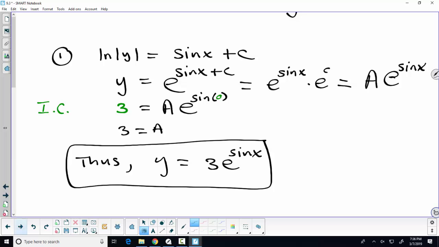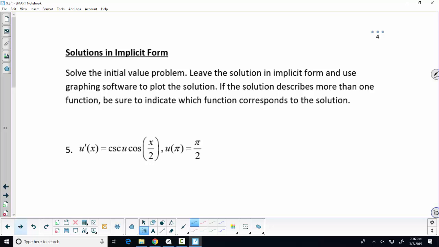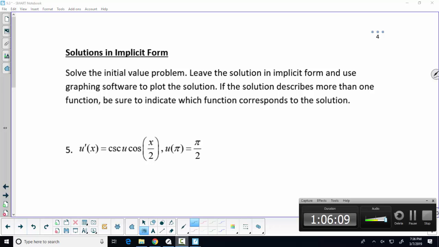Okay, I think it's a good spot to stop. We'll look at solutions in implicit form and then wrap this section up after break.